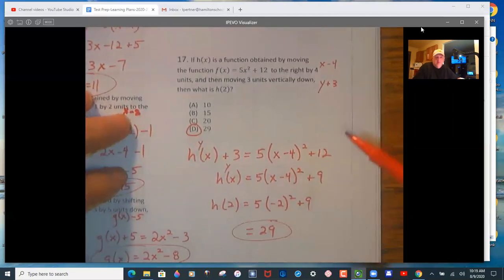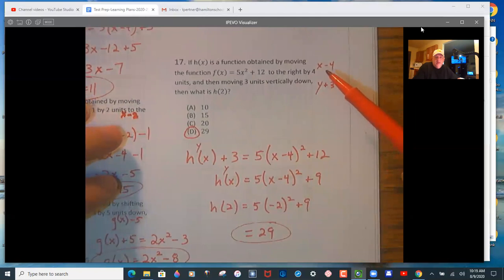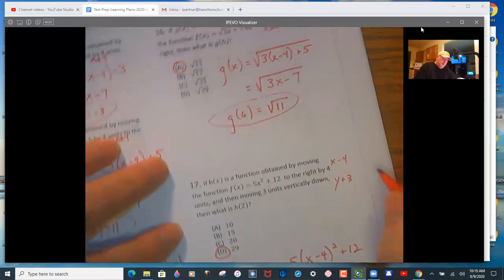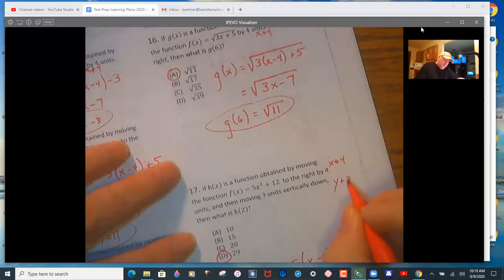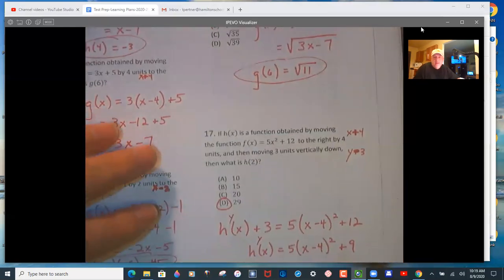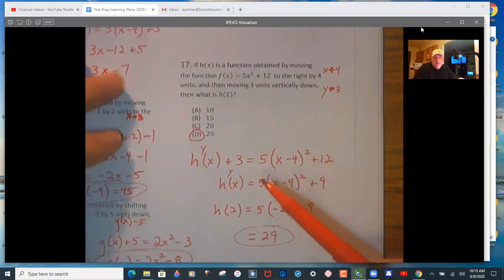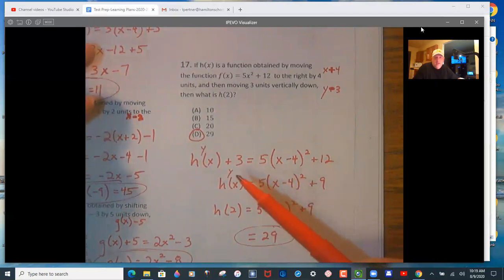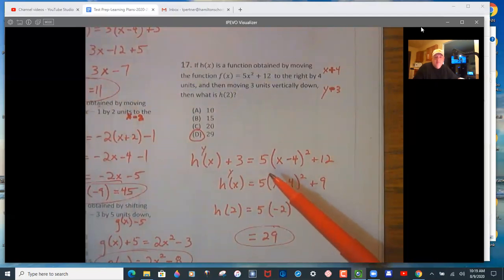So here we have 2, and x to the right by 4, and then 3 units down. So I meant to say this originally. So we replace with the opposites of that, x minus 4, and then y plus 3, or h of x plus 3, if you want. And then we're going to solve all of this.